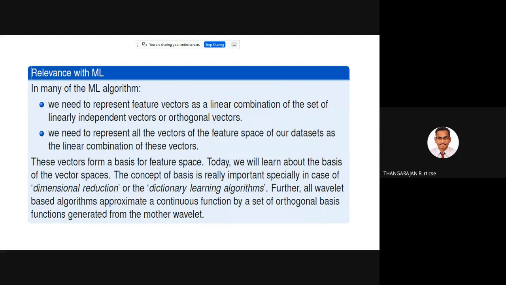So what is the relevance in ML? We need to represent feature vectors as a linear combination of a set of linearly independent or orthogonal vectors. Generally in machine learning, we will always be talking about features. Take for example a mobile phone. Say A is a mobile phone. The mobile phone has some set of features. So what are those features?